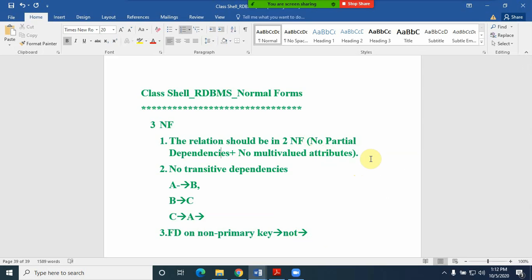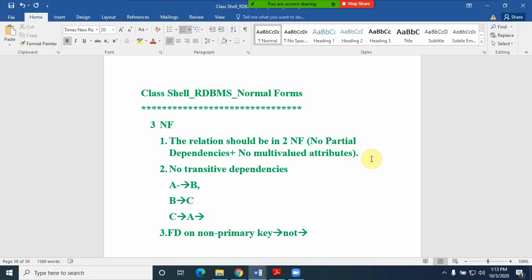We know the definition of the second normal form: no partial dependencies must be there. What do you mean by partial dependency? If you observe any functional dependency, any non-key attribute should be fully functionally dependent on the primary key. And it should also satisfy 1NF, according to the definition of the first normal form. No multi-valued attributes must be there, and it should not contain repeated values. Suppose if you are representing 2 or 3 phone numbers within the same row, it should not be.